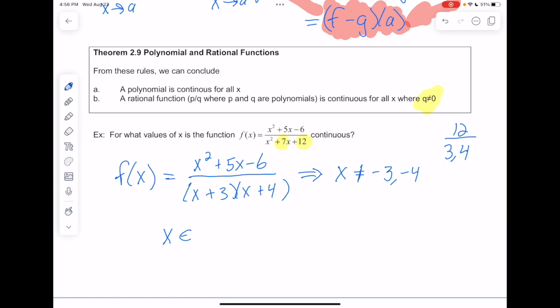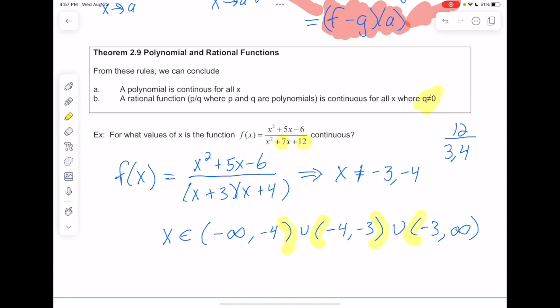The intervals of continuity go from negative infinity to the first of these bad numbers we come to, which would be negative 4. And then union that with negative 4 to negative 3, the section in the middle. And then union that with negative 3 to infinity. So the function is continuous everywhere except for those two bad spots, negative 3 and negative 4. That's why we put the rounded parentheses here, to exclude the negative 4 and the negative 3, but everything else is included.